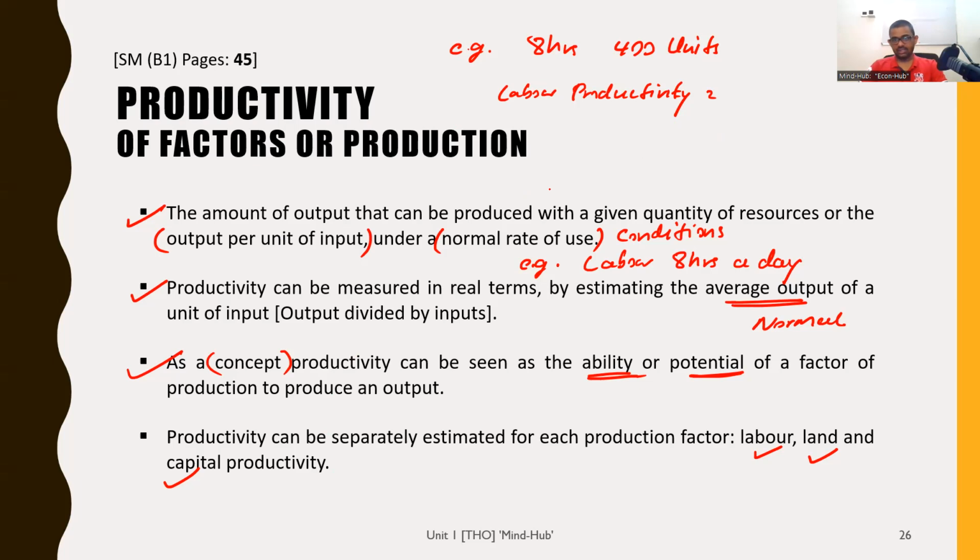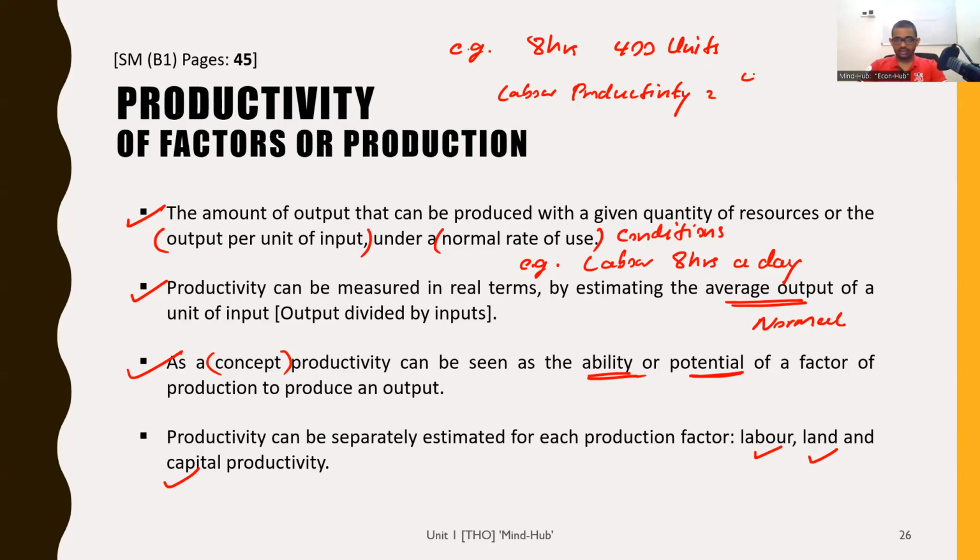Now, 8 hours is the normal conditions, no? Under normal rate of use, we have produced 400 units. So per hour, that is what we want. Per hour, how many units? What is the output? There we go. Now you guys are giving the answers.